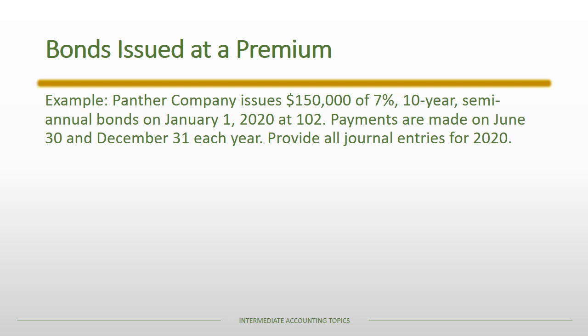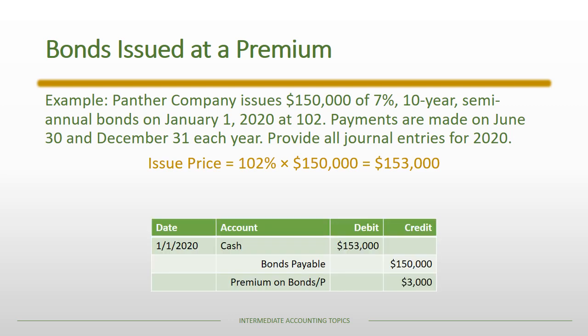All right, so going to our example, again, the basic information is the same. The only thing that has changed is the issue price is now 102. And so we're just going to walk through each piece of it. Again, the issue price is 102%, which means that the issue price is $153,000. And so looking at that initial journal entry, we can see that the cash received is $153,000. The par value of the bond is $150,000, and the difference goes into the premium on bonds payable account.